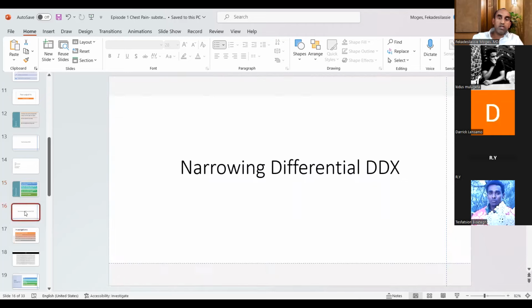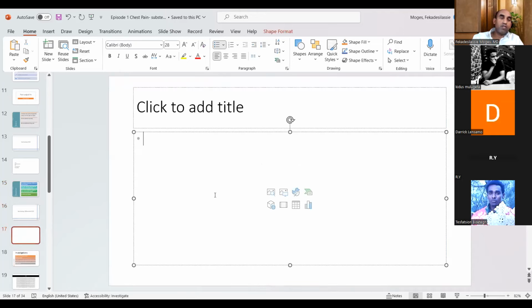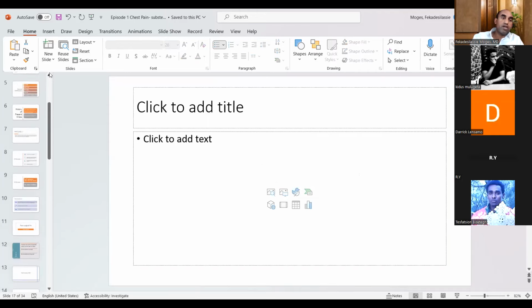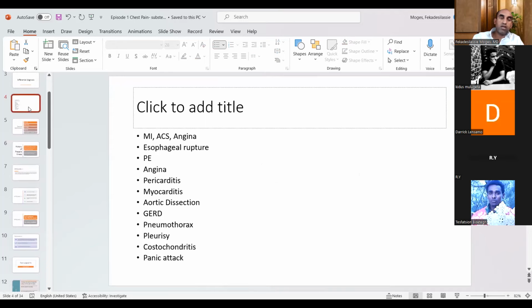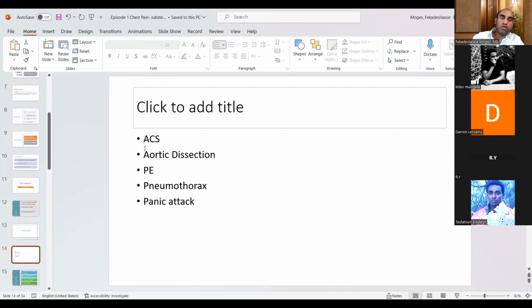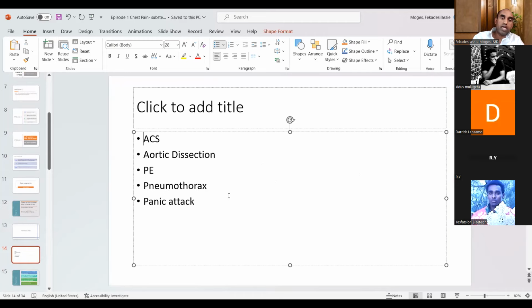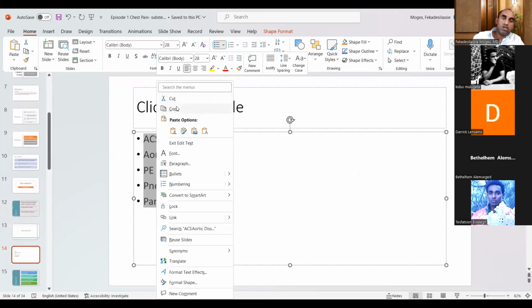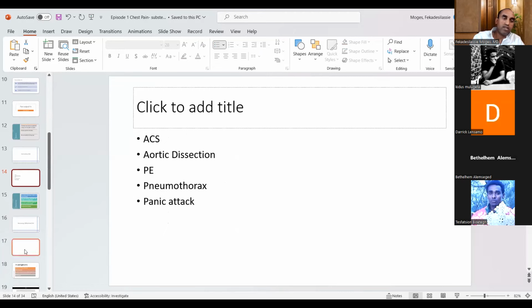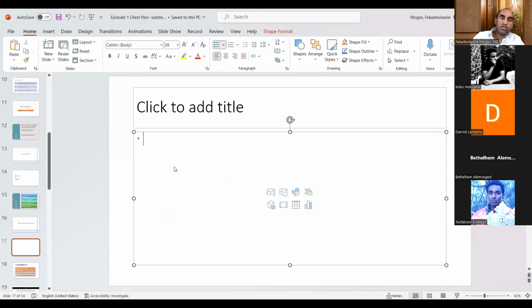Okay. Sounds good. Let's narrow the differential diagnosis again. Which ones do you want to keep? Which ones do you want to exclude now after doing the physical exam? Let me bring whatever we have narrowed down here. Tell me, guys, which ones do you want to keep? Which ones do you want to remove after the physical exam? Remove pneumothorax. Okay. Excellent. I love it. We'll kick out pneumothorax. What else?